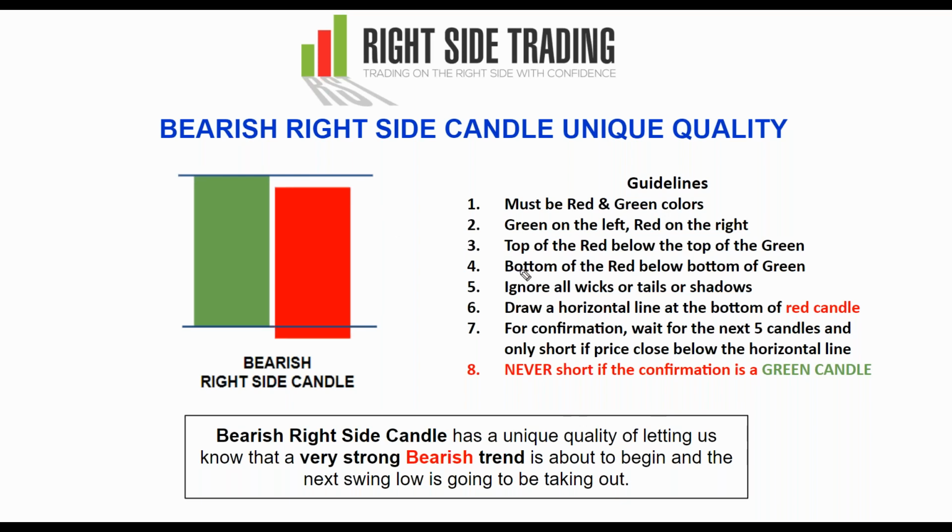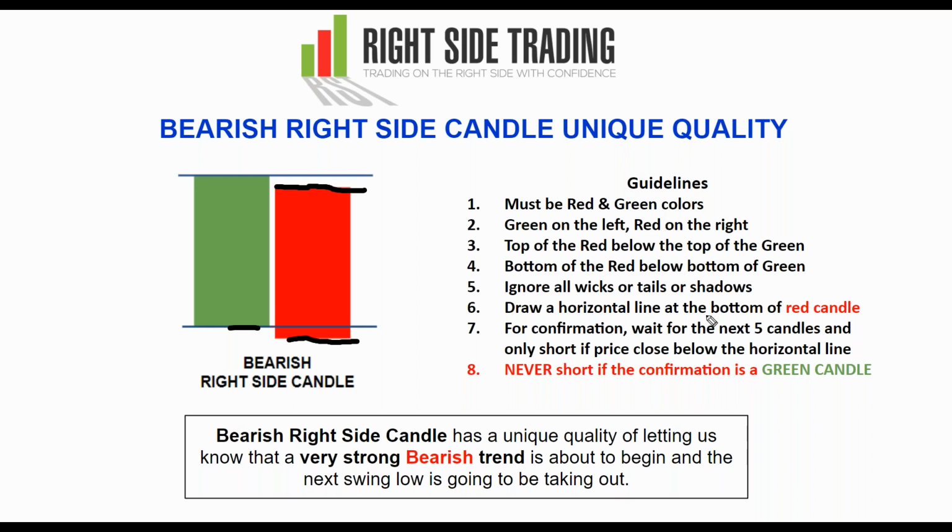Well, not the only difference, but the top of the red is below the top of the green. So this is the top of the red, and you can see that it's below the top of the green. I didn't even include the wicks in this case so that we don't confuse people. I said the bottom of the red must be below the bottom of the green. This is the bottom of the red, and you can see it's below the bottom of the green. Ignore the wicks, as we said.